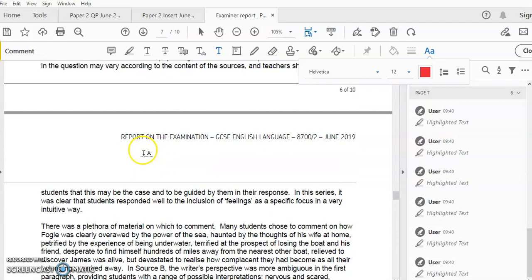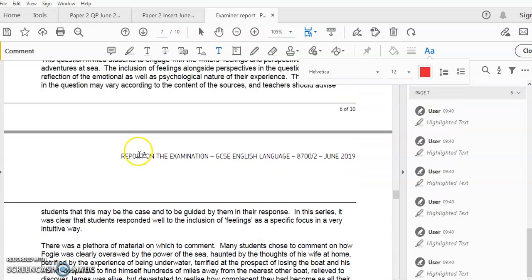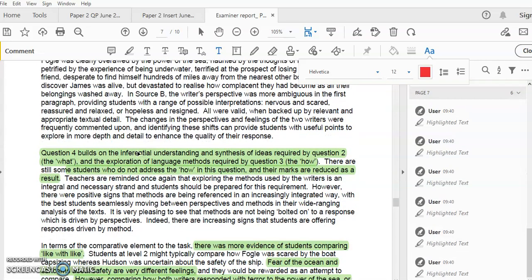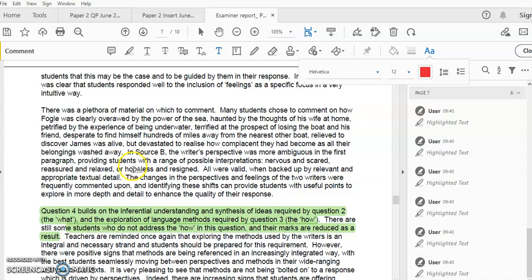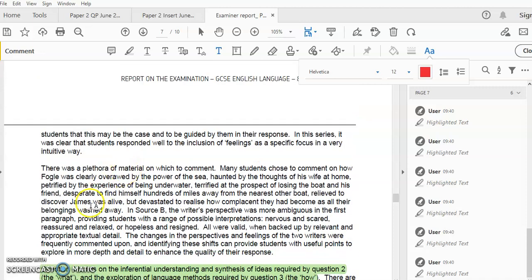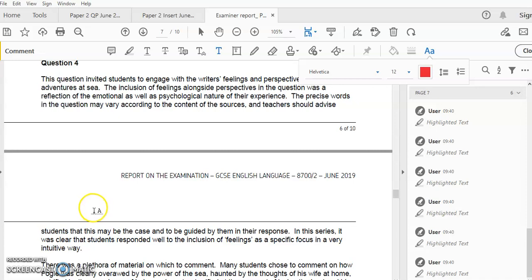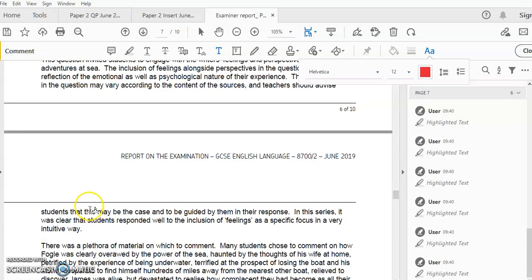Now, question 4. Question 4 is our comparison question. So with question 4, obviously what we're doing is we're looking at the how. Okay? So we want to be comparing ideas and opinions or perspectives, in this case the author's feelings and perspectives about their adventures at sea, and we want to be talking about how they convey those, so the methods they use. Don't forget, again, method can be anything here. And we want to be talking about how that gets across what they're feeling.